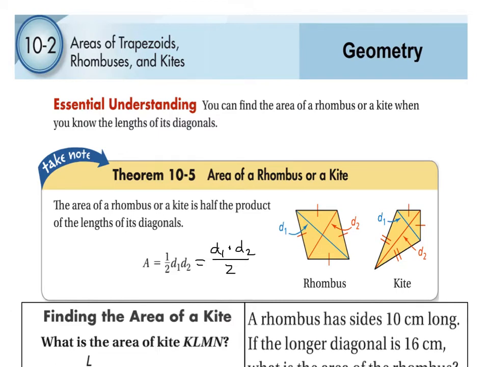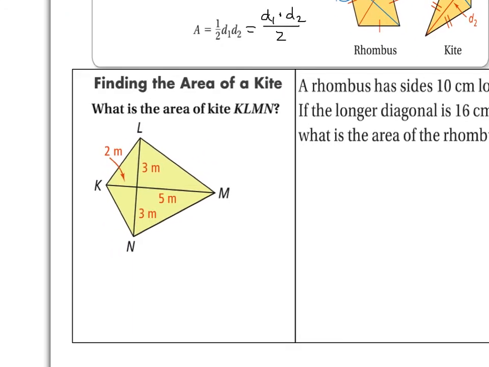Now, there are also some other things in here as well. Remember that in the case of both a rhombus and a kite, the diagonals are perpendicular. That's going to come into play here a little bit because you are going to have to use the Pythagorean theorem to find some distances of certain parts of the diagonals. Okay, so let's take a look at the very first one.